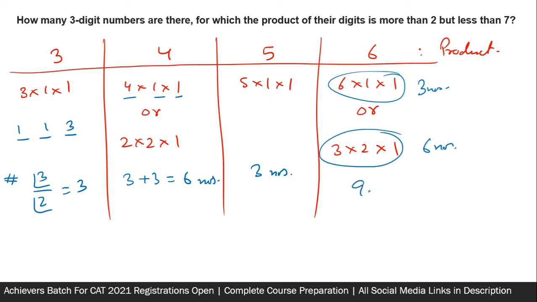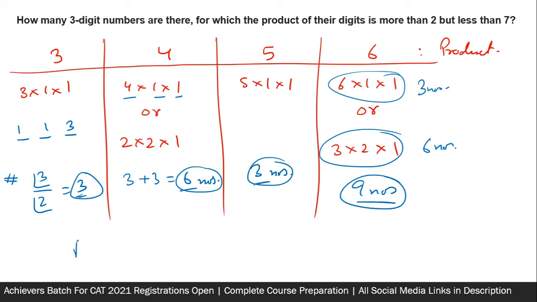9, 3, 6, 3. So how many numbers do we have? 9 and 9, 18 and 3. There are 21 such numbers. So the answer is going to be 21 such numbers are possible.